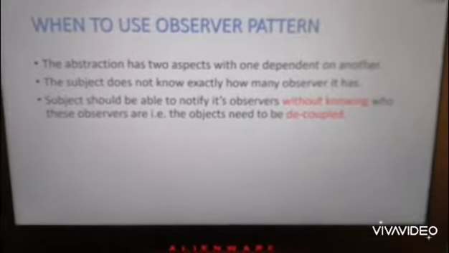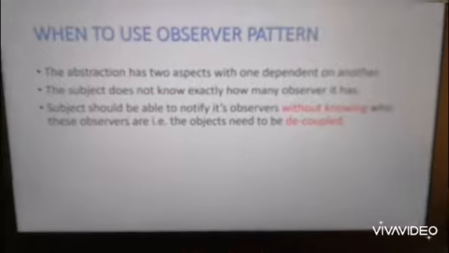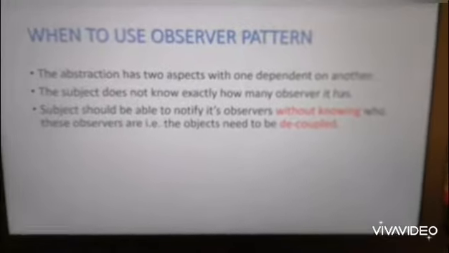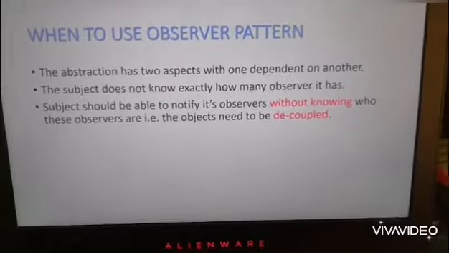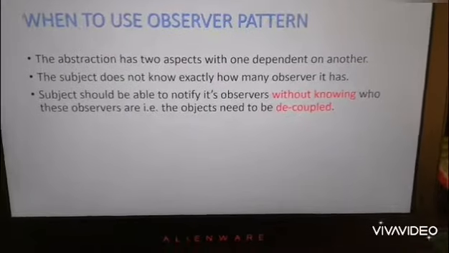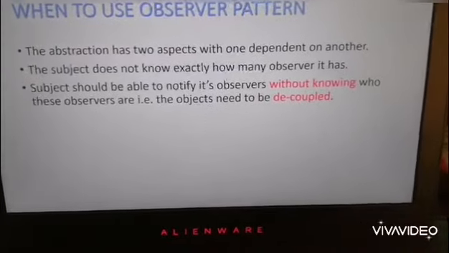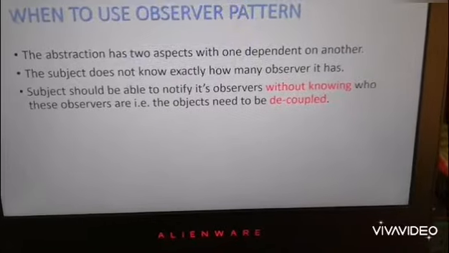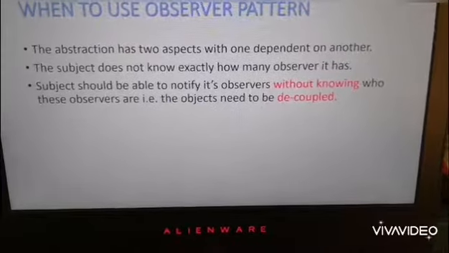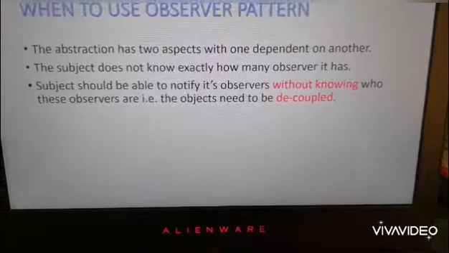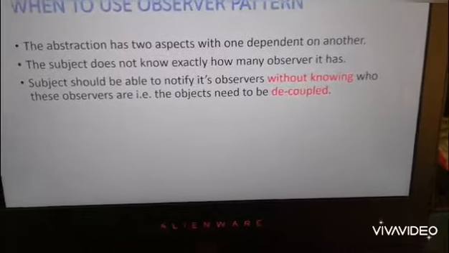Now, when to use the observer pattern? As I already told you what is meant by the observer pattern and when to use it, you can read this: the subject doesn't know exactly how many observers it has. That means the subject should be able to notify its observers without knowing who these observers are. That is, the objects need to be decoupled.